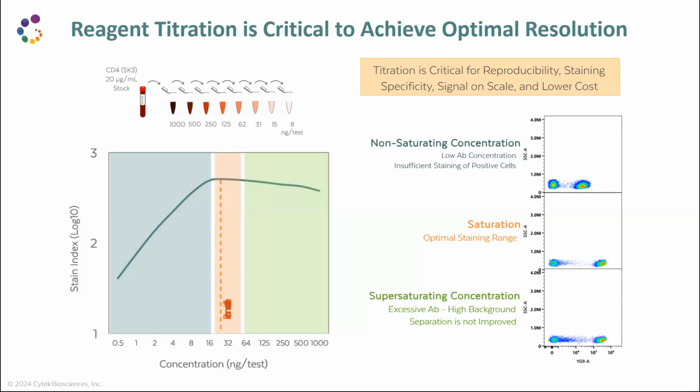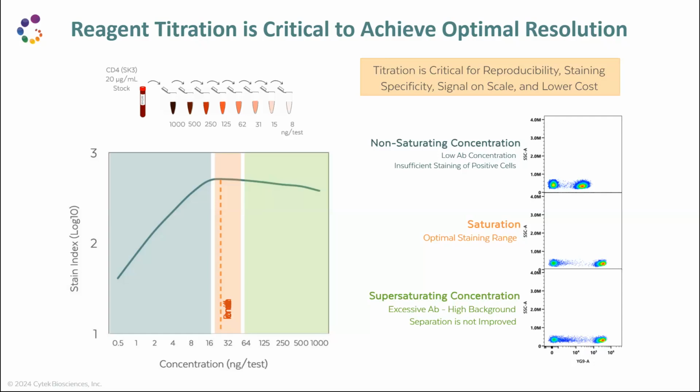On top, a non-saturating concentration. You see the positives are not at the best separation from the negatives. The next one, the saturation phase or range, what we are seeing is better separation. And what we are seeing on the last one, at the bottom, is the positives are really high, similar to the second option, but the negatives are now widespread. So you increase the background and that reduces your separation.